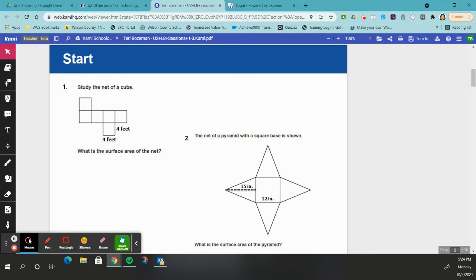So as we're looking at our division today, before we get started on that, I want us to take a look at our start problem. So our start problem for today, we have two. Number 1 here says, study the net of a cube. So this is the net, and it says of a cube. What is the surface area of the net?